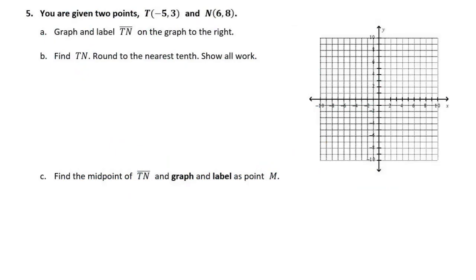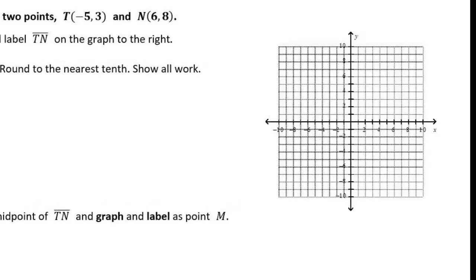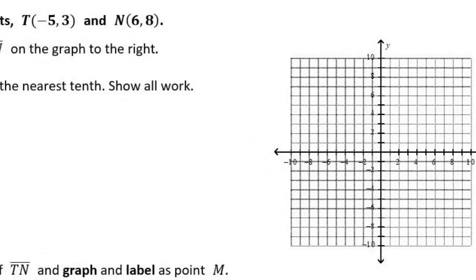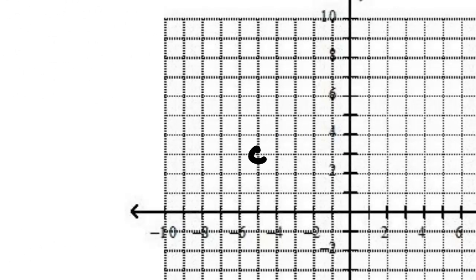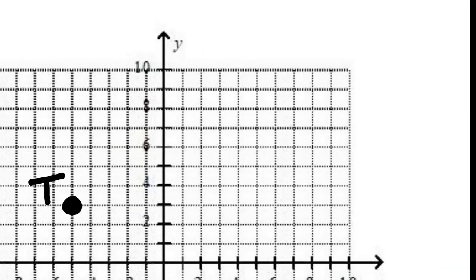Right, number 5. You are given 2 points, T and N. T is negative 5, 3, and N is 6, 8. Part A says to graph and label segment TN on the graph to the right. So we're going to graph these 2 points, negative 5, 3. Right here is point T. And 6, 8 right here. That's my point N.